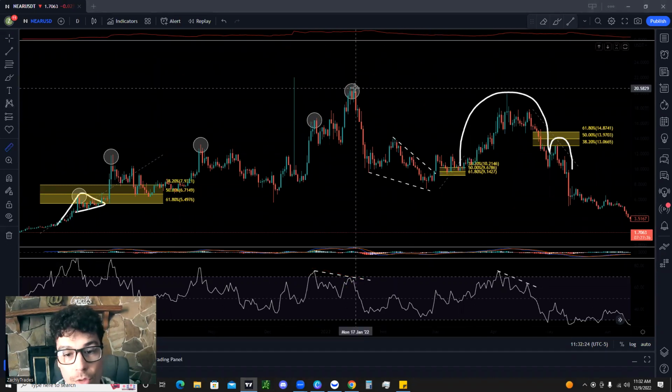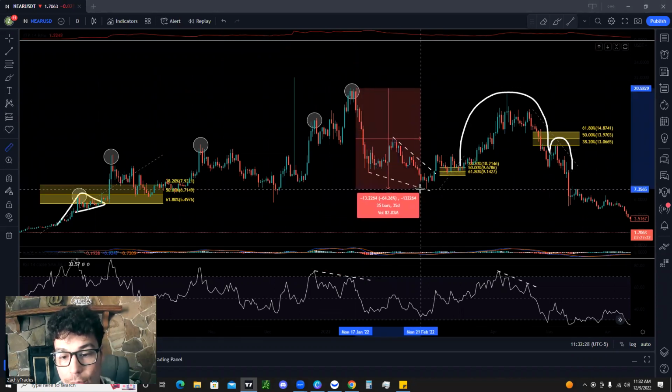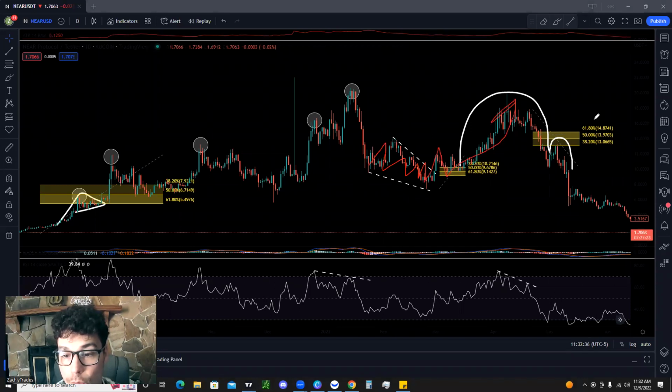If we measure out that move from the highs to the lows, right, that was a 50% drop. Ultimately, it ended up dropping about 64% before we formed a bullish pattern known as the falling wedge, and we were able to get a breakout retest, and then boom, we went up to the top.